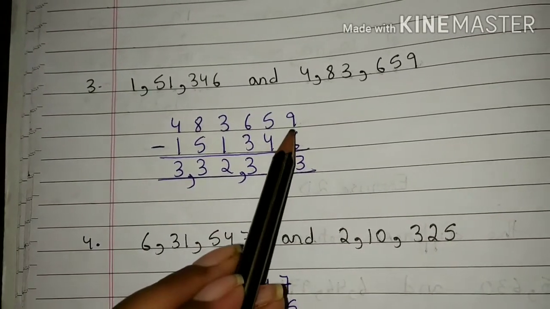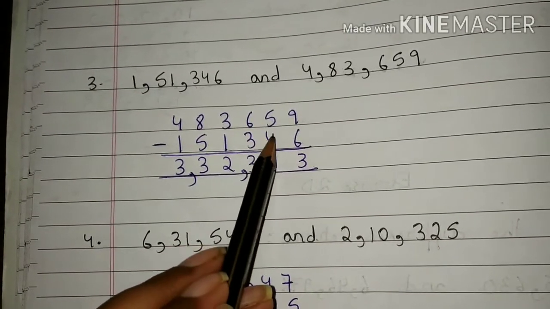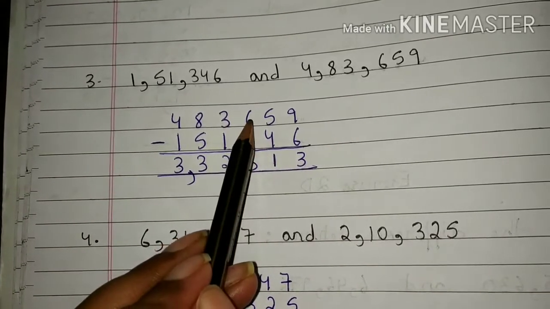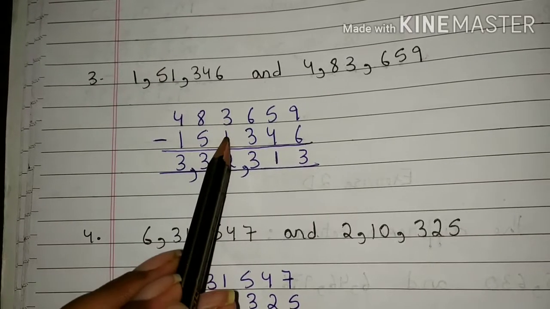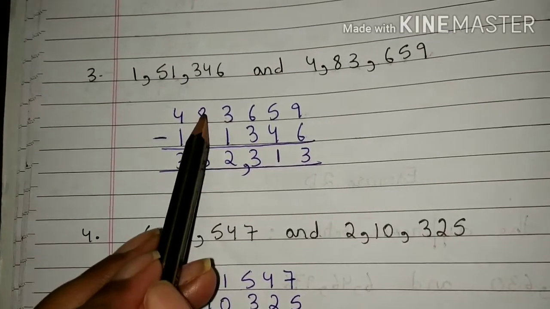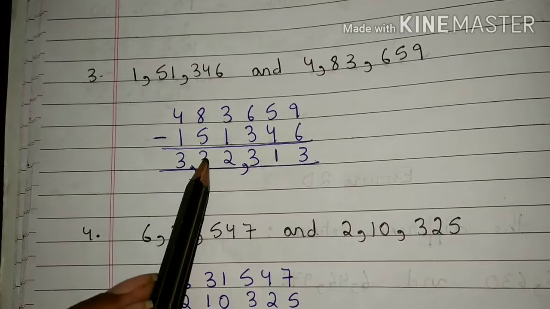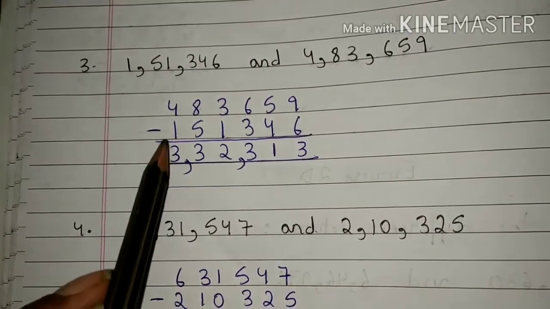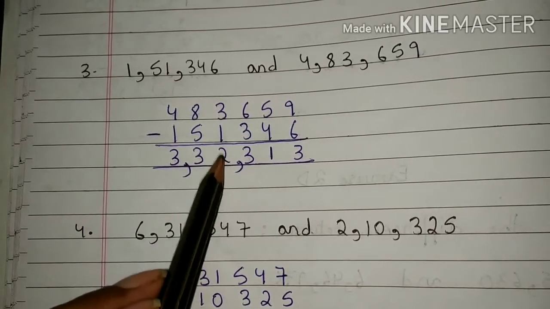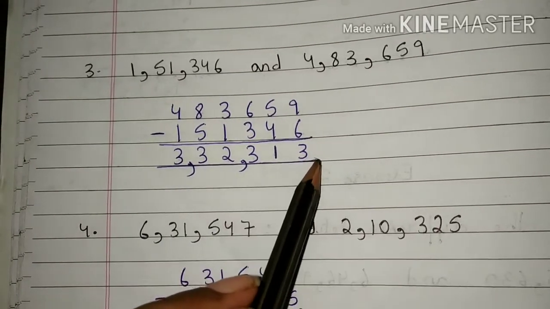9 minus 6 is 3. 5 minus 4 is 1. 6 minus 3 is 3. 3 minus 1 is 2. 8 minus 5 is 3. 4 minus 1 is 3. Students, 3,32,313. This is your answer.